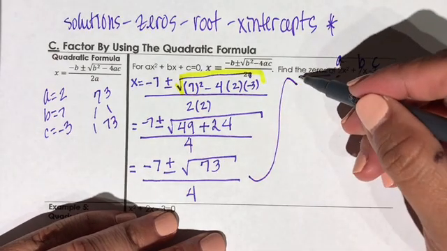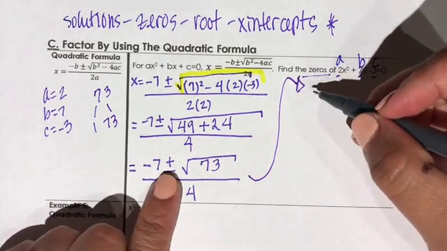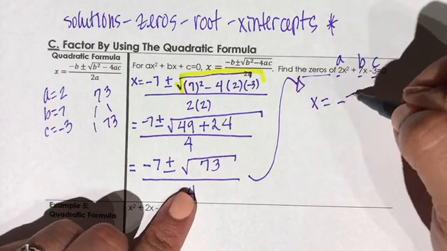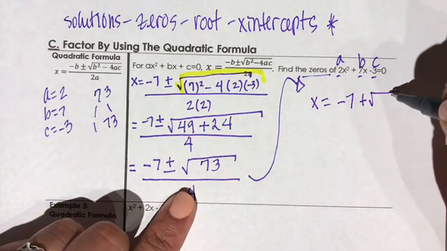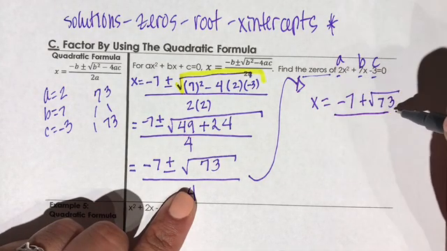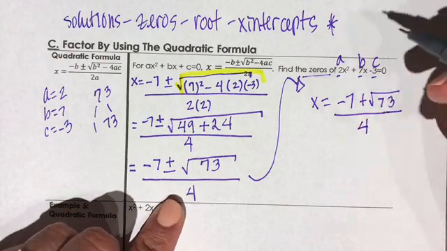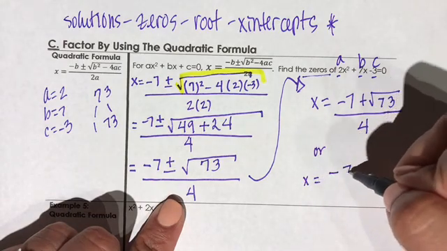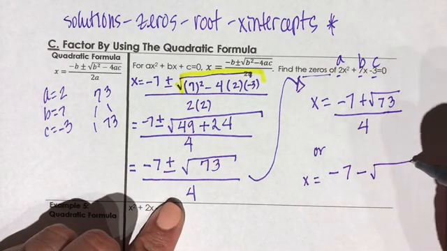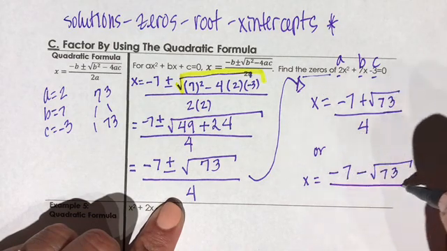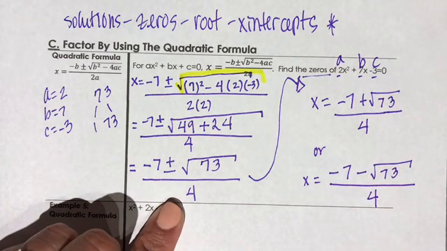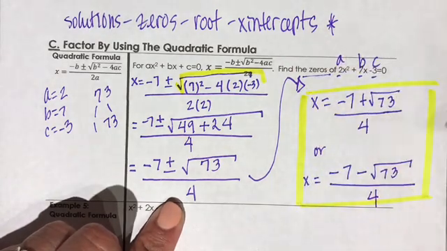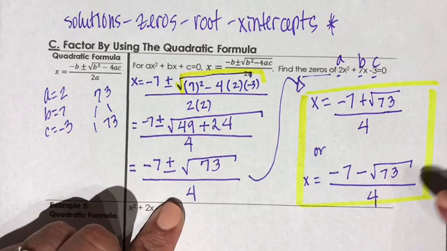Bring this over. And we're going to split this up with the plus and minus. So the first one is x equals negative 7 plus the square root of 73, all of this over 4. Or x equals negative 7 minus the square root of 73, all of this over 4. Both of these are our solutions. Please do not give me decimals.